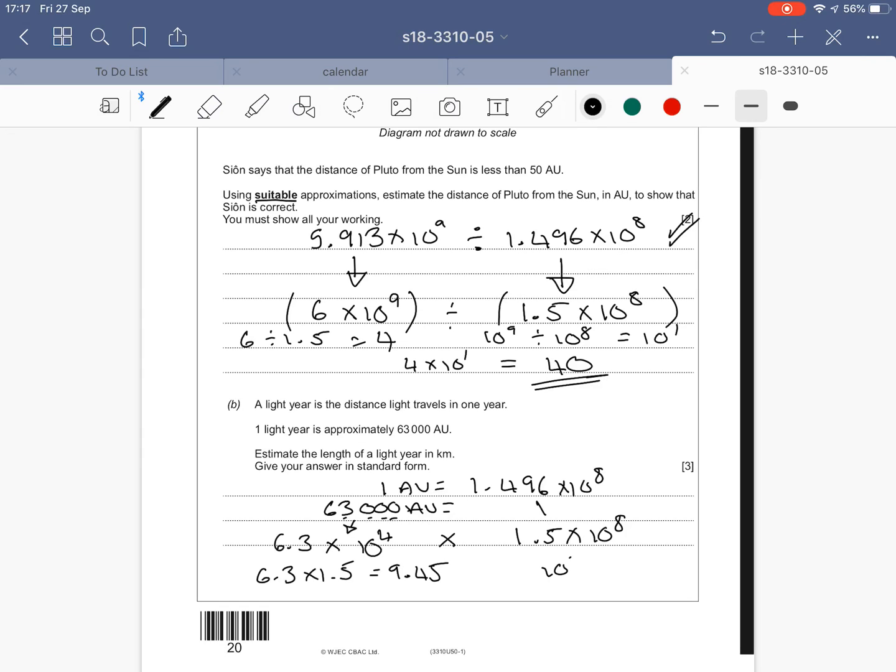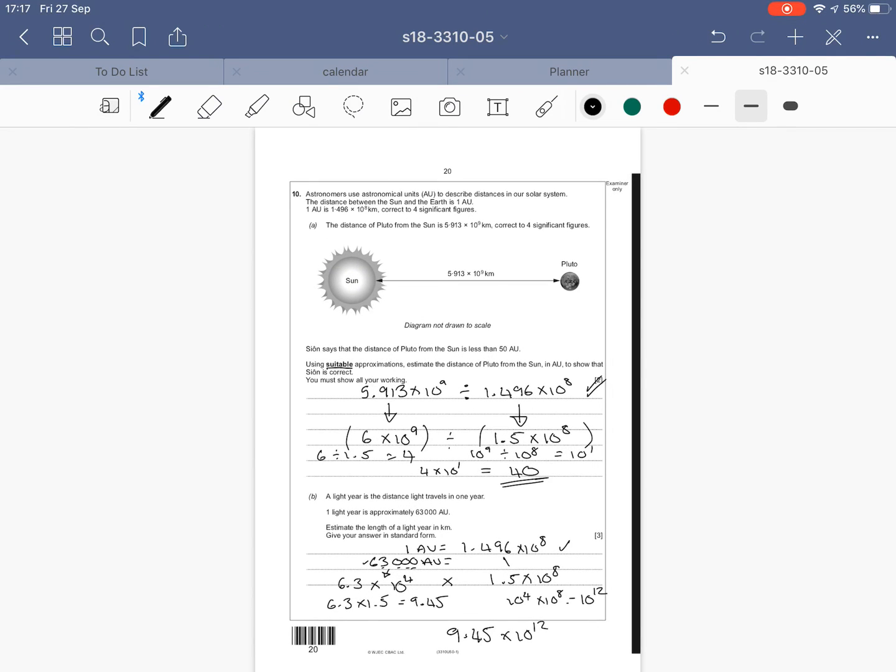That is 9.45, and then 10 to the power of 4 times 10 to the power of 8. Like the first one where we would subtract, in this one we just add them, so 10 to the power of 12. So our answer is 9.45 times 10 to the power of 12. You'll probably get a similar answer if you just put these two in your calculators, just to check.